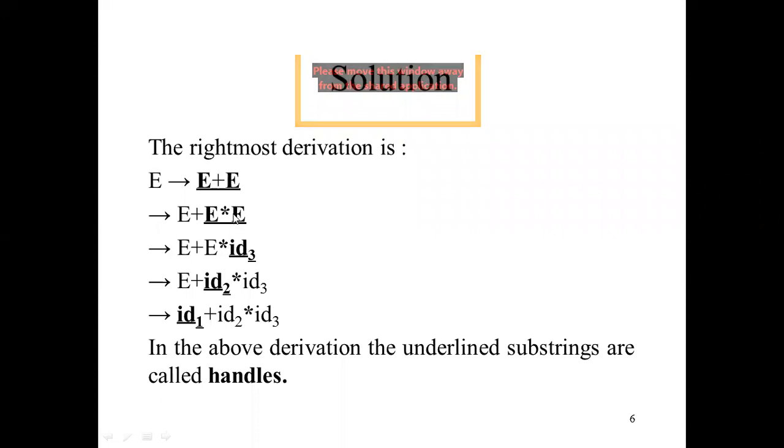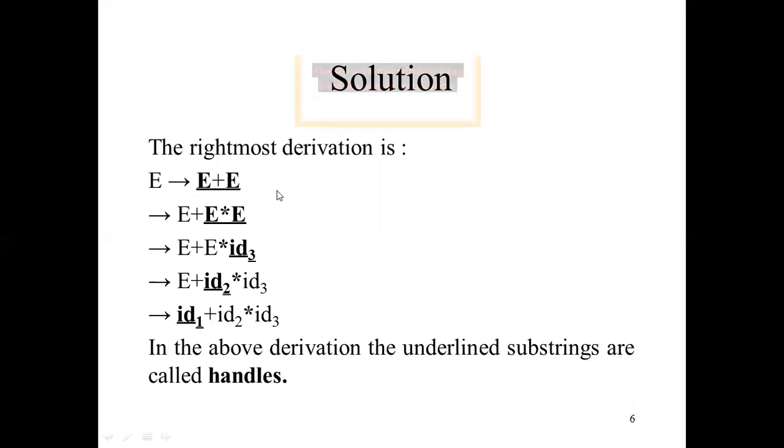Now we can write id3 in place of this e. In the next step, we can replace only one value in one step. Again we write e, which we have already replaced in this step. Now you can change this value to id2. Then you replace id2 star this e, and here again you can replace it with id1 plus id2 and id3.